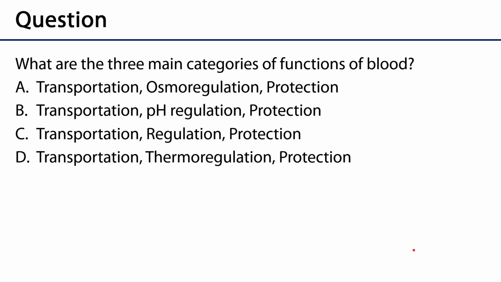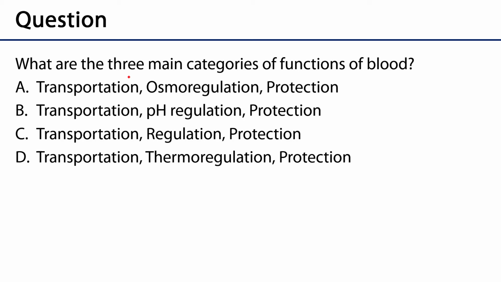And that leads us to our assessment question, and that is, what are the three main categories of functions of blood? A, transportation, osmoregulation, and protection. B, transportation, pH regulation, and protection. C, transportation, regulation, and protection. Or D, transportation, thermoregulation, and protection.